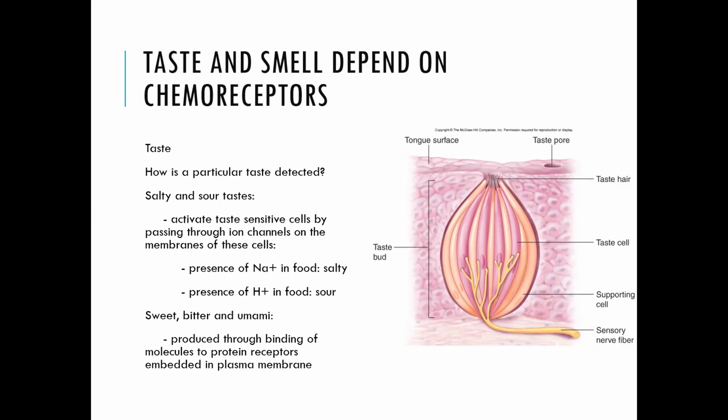So how are particular tastes detected? Taste and smell, I remember we mentioned previously, depend on chemoreceptors, so they actually respond due to a chemical being present, right? Salty and sour tastes are activated by ions passing through ion channels on the membranes of these cells in our taste buds. When we have sodium ions in large amounts in our food, that's how we detect salty taste, compared to when we have hydrogen ions in large concentration in our food, we detect sour taste. The other 3 types of taste, sweet, bitter, and umami, are produced through the binding of specific molecules to protein receptors that are embedded in the plasma membranes of those cells in your tongue.